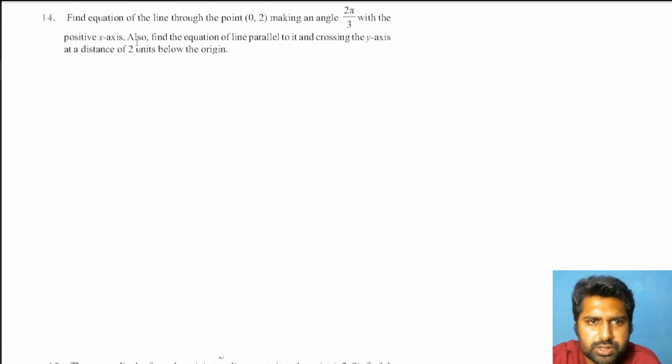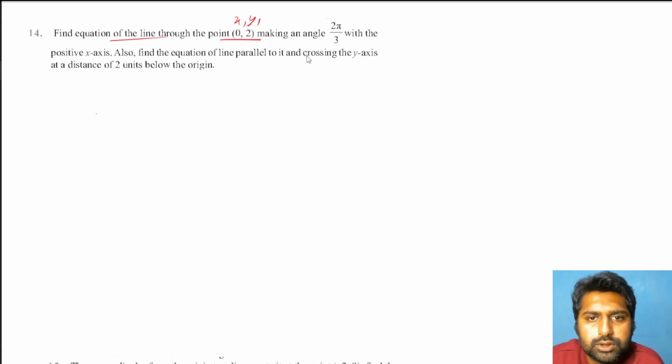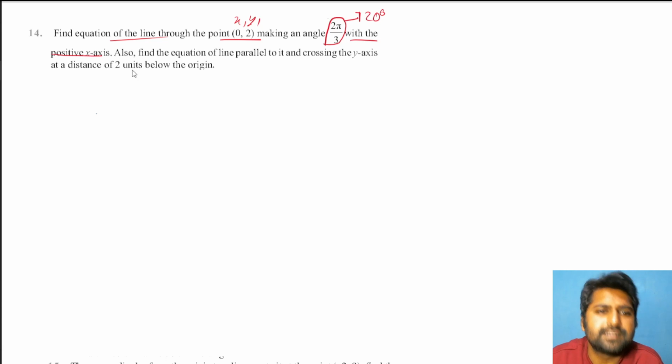This time the question has too much language. Let's see. He's saying find the equation of a line passing through a point. So he has directly given us the passing point. Oh, good. Making an angle of 2 pi by 3, that's 120 degree, with positive x-axis. That's good.